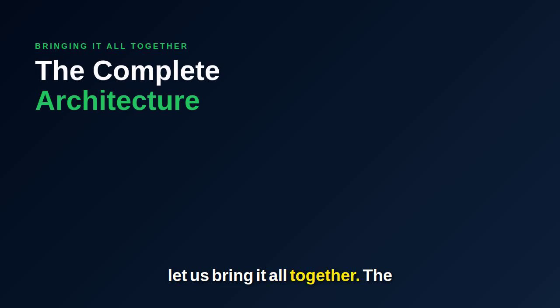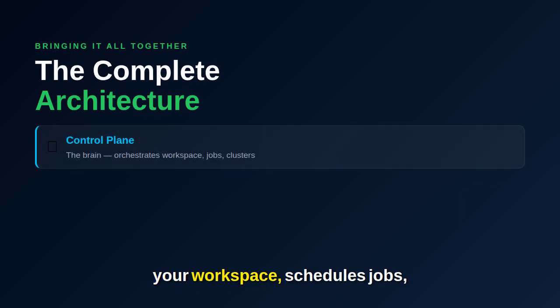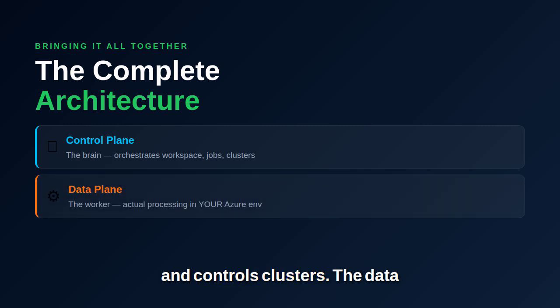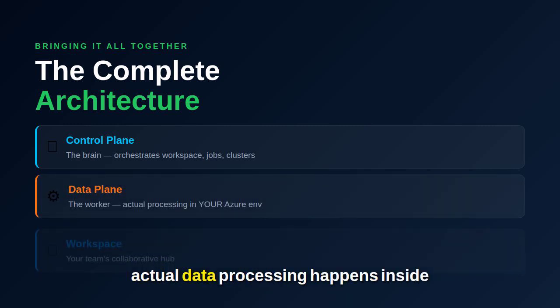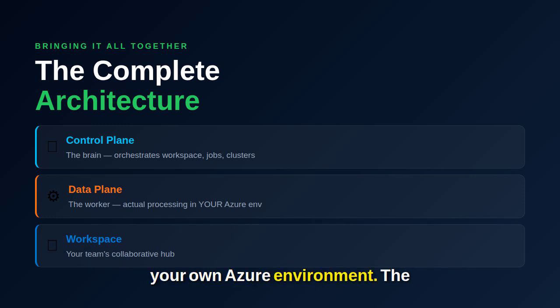Now let us bring it all together. The control plane is the brain. It manages your workspace, schedules jobs, and controls clusters. The data plane is the worker. It's where your actual data processing happens, inside your own Azure environment. The workspace is your team's collaborative hub, and clusters are the Apache Spark compute engines that actually run your code.